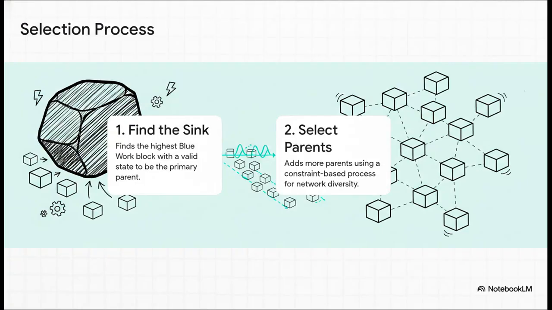The whole process basically has two main steps. First, the algorithm finds something called the sink. This is the block that has the most computational work backing it up, what Kaspa calls blue work, which makes it the most secure candidate. That sink becomes the main virtual parent. Then, the algorithm adds a few more parents based on a set of really strict rules, just to keep the network diverse and running nice and smooth.